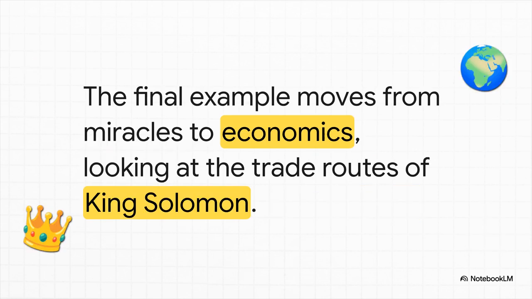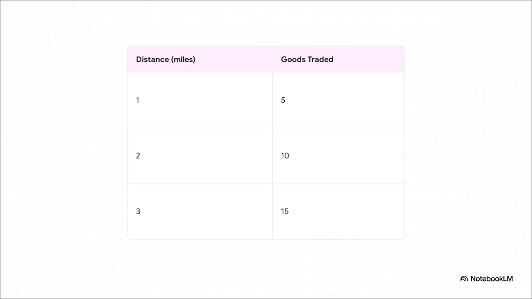For the third and final example, the curriculum switches gears again. We go from agriculture and miracles to economics by looking at the trade routes set up by King Solomon. And we see the exact same principle at work. The lesson sets up a direct relationship. For every mile traveled, 5 units of goods get traded. So double the distance, you double the goods. The pattern is once again totally clear, consistent, and linear.